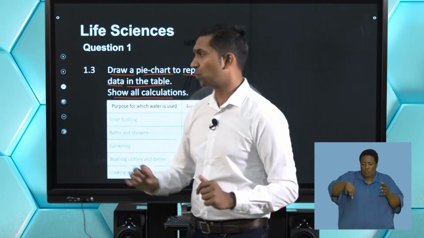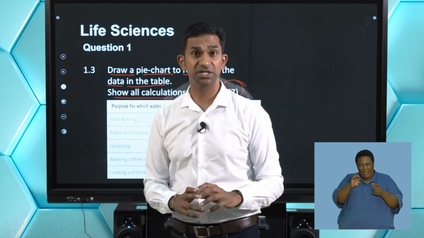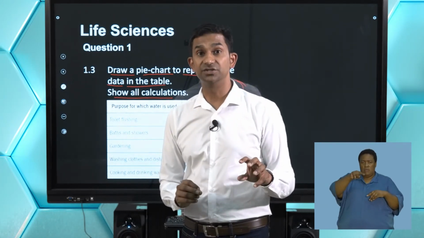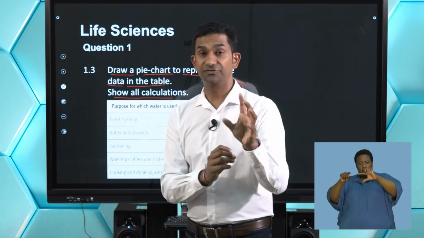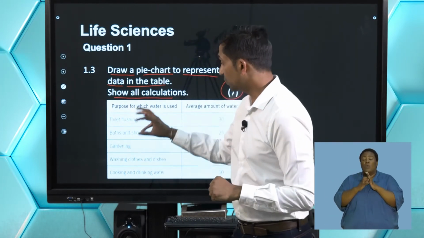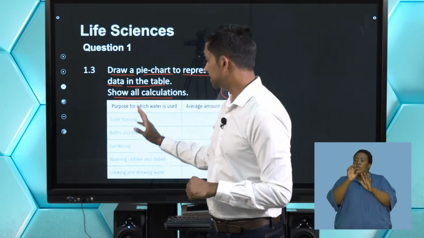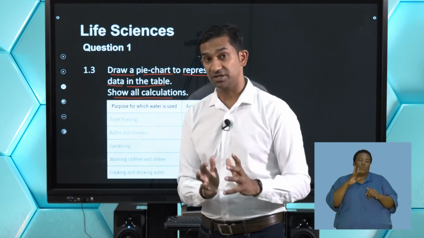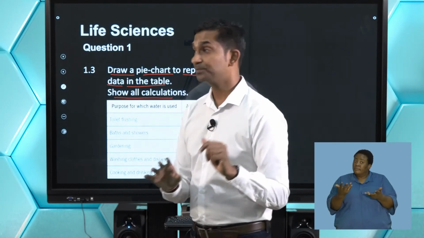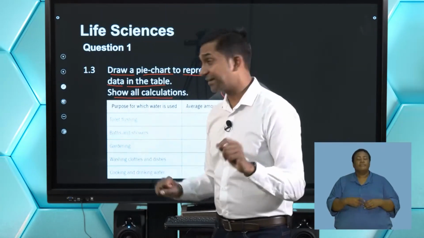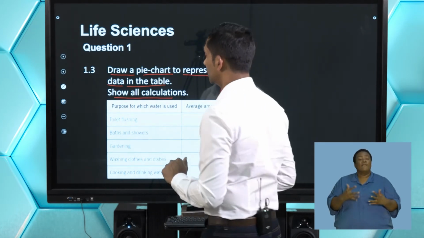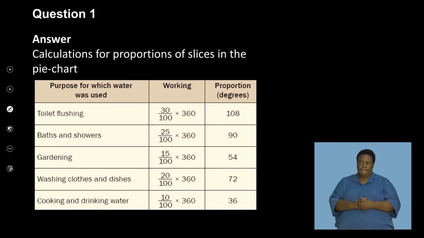So the question is, why would they want us to illustrate that information in a pie chart? Often, pie charts are graphical illustrations that show you the proportions of the different components that make up a study. And this example requires that we illustrate the percentage use of water in a pie chart. That would give us a visual representation of how water is being used. And again, the question requires that you show your data. So let's look at how this is calculated and then how we plot that.